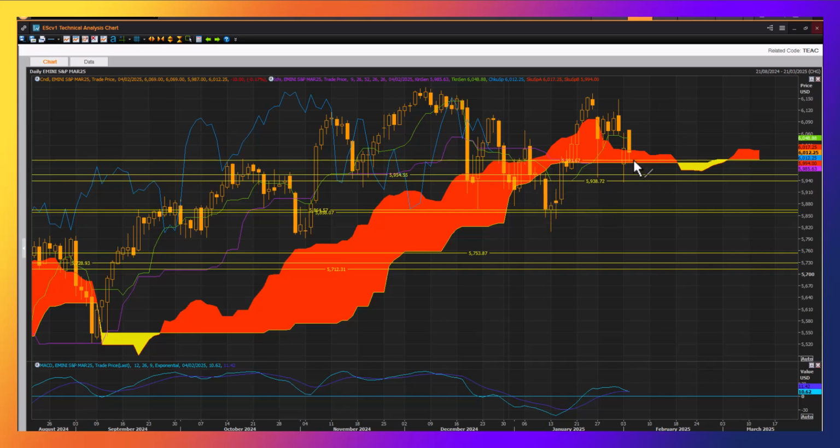But we do need to get through February. As long as we stay above the bottom end of the cloud, the rally should be okay, but watch out for any slice through there, and then for the price action to remain below the Ichimoku cloud.